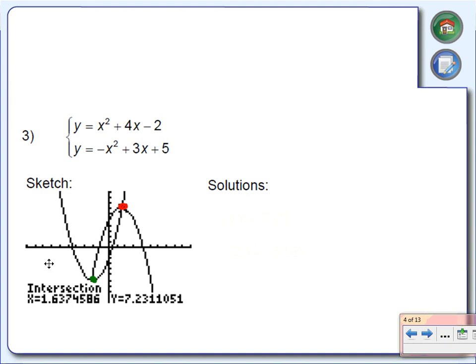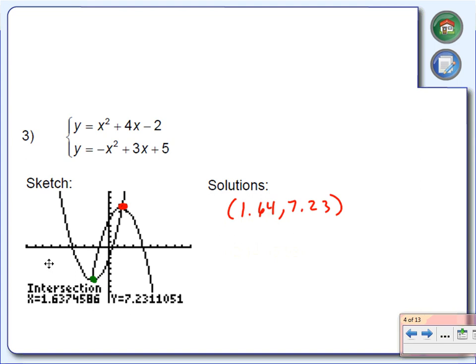So, just like you did earlier, we're going to go to second trace, number 5, enter, enter, enter, and here's one of those intersections. It's at 1.64 and 7.23. Remember, I'm rounding these to 2 decimal places. So that's that one. But we also need to find the other one.